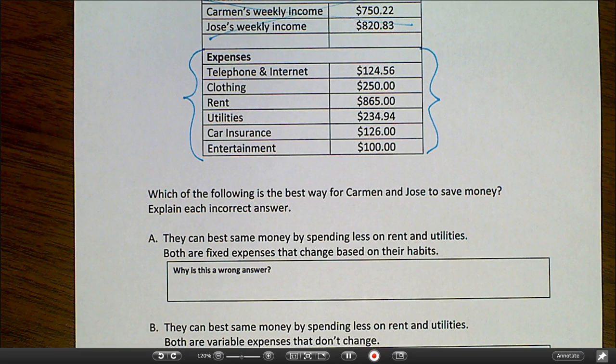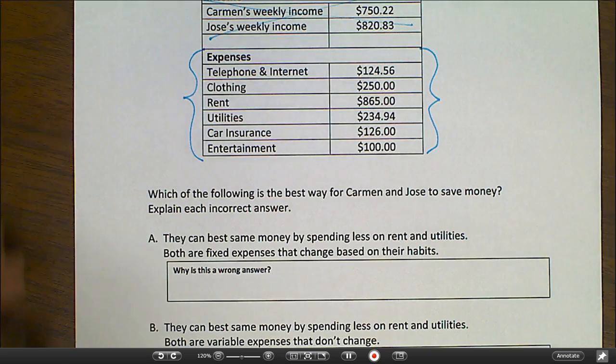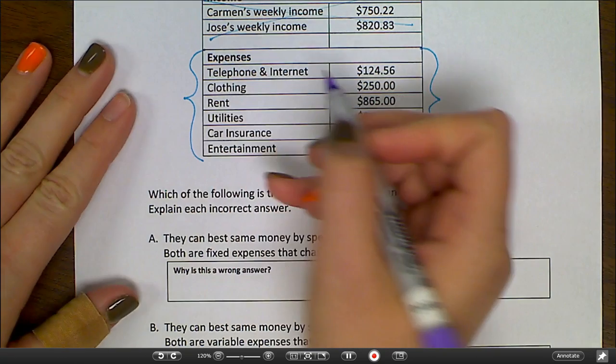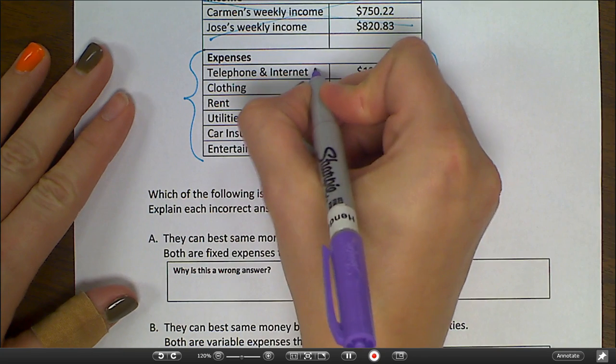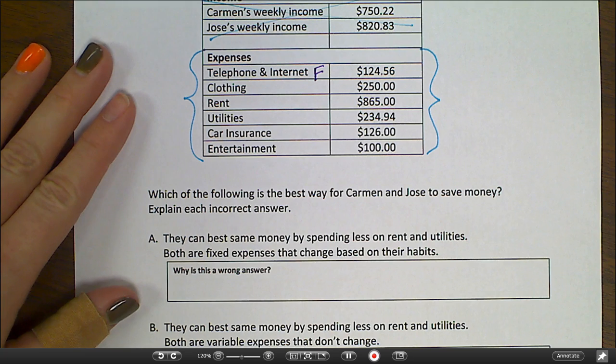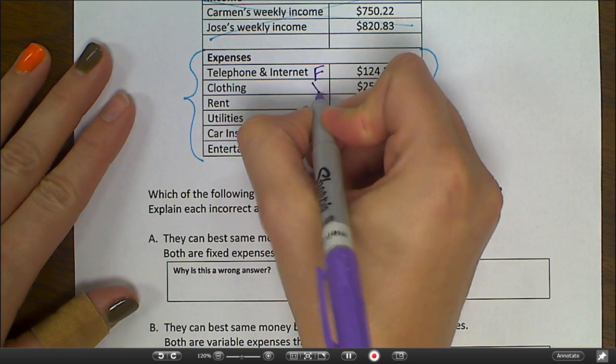Okay, so welcome back. You should have an F or a V next to each of your expenses. So let's go through them quickly. The telephone and internet is pretty much going to be a fixed expense. It's going to stay the same each month. So my AT&T bill is the same each month regardless of how much internet I use. Clothing is variable.